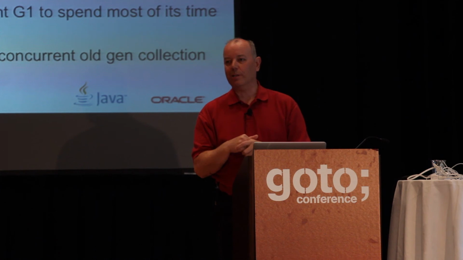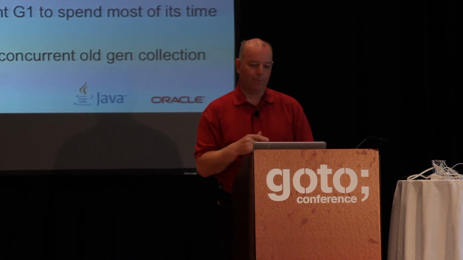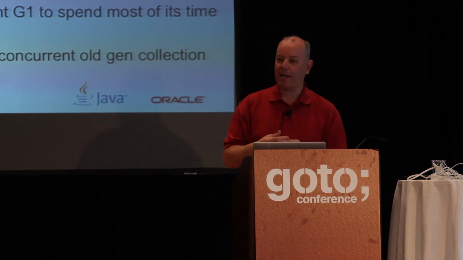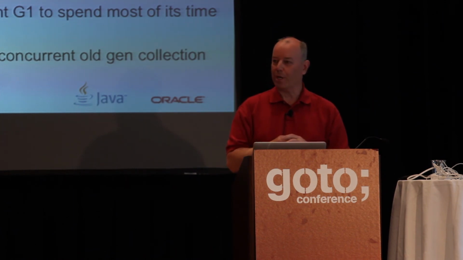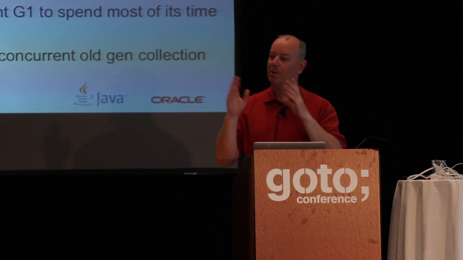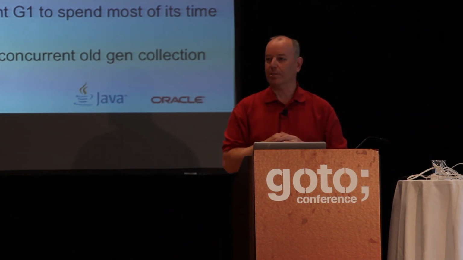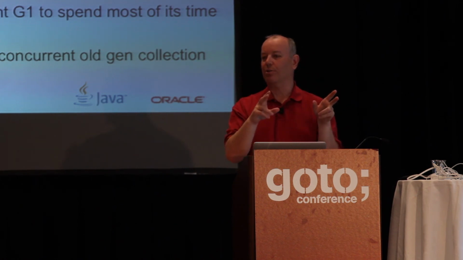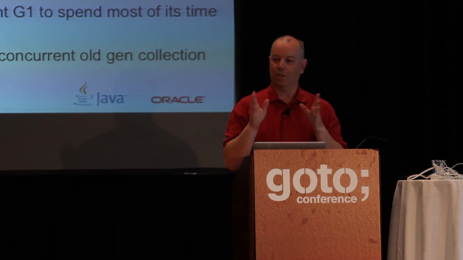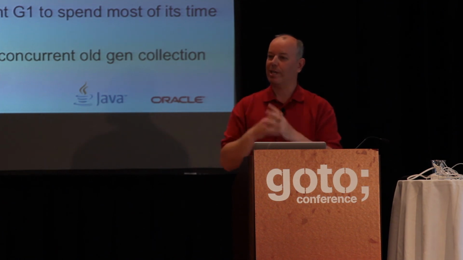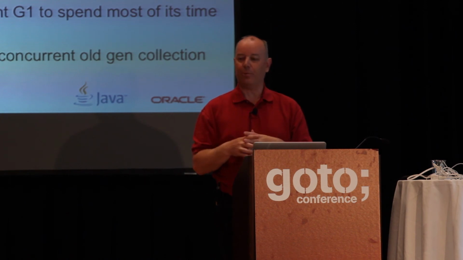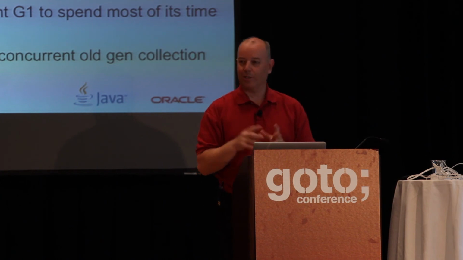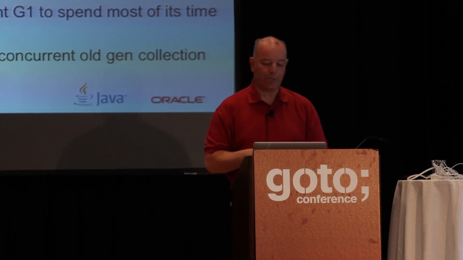So in the G1 garbage collector, Hotspot achieves this compaction by evacuating live objects from a number of what's called regions. So in G1, it divides the Java heap up into equal-sized regions, and then they're designated as either young generation regions or old generation regions. So in an old generation collection, it picks a set of old generation regions to evacuate into other available regions.